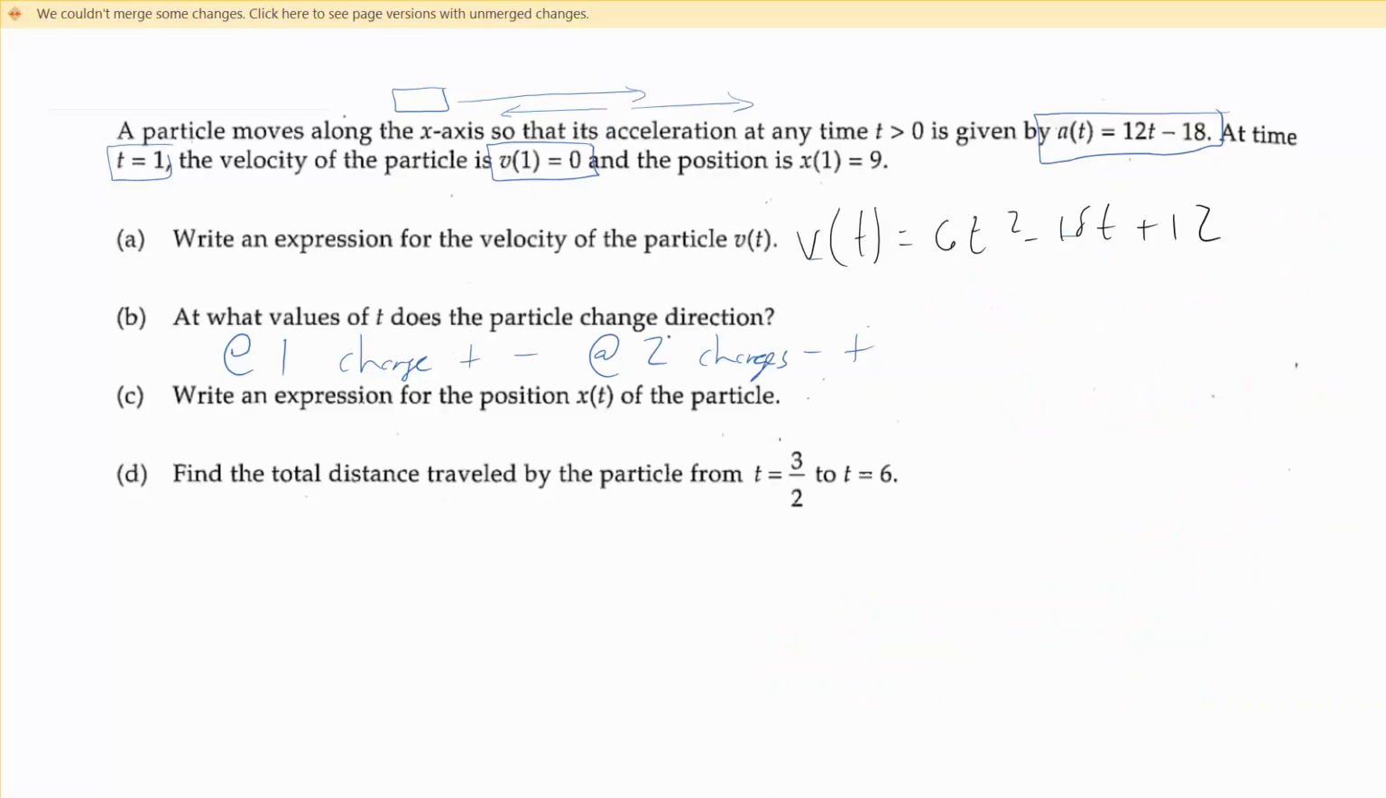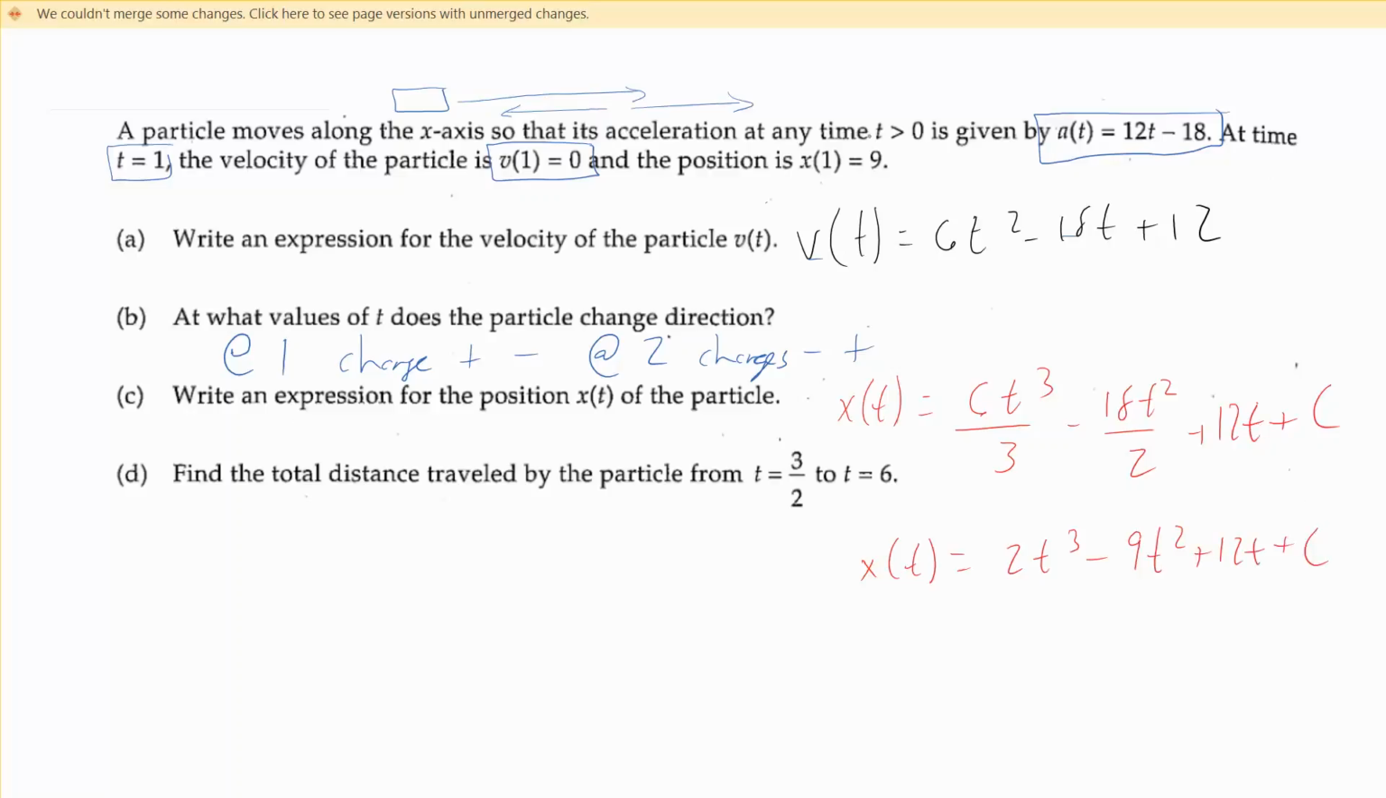Part C says, write an expression for the position of the particle. In A, we took our acceleration and integrated it to get the velocity. So again, we're going to integrate the velocity to get the position. I'm going to have 6t cubed over 3 minus 18t squared over 2 plus 12t, and don't forget our plus c, of course. I'll clean that up. X of t equals 2t cubed minus 9t squared plus 12t plus c.